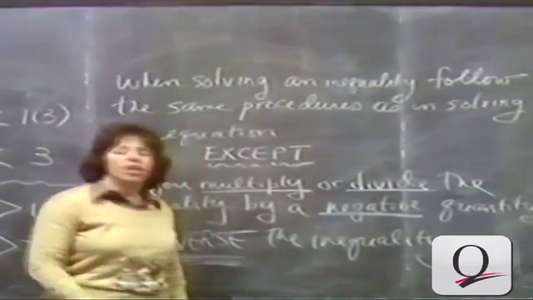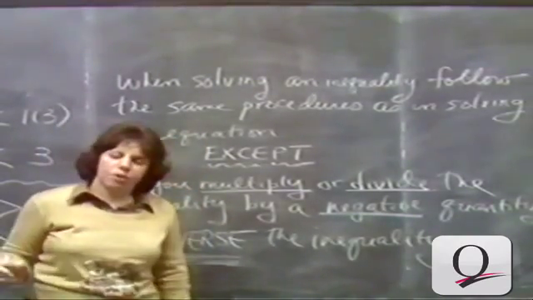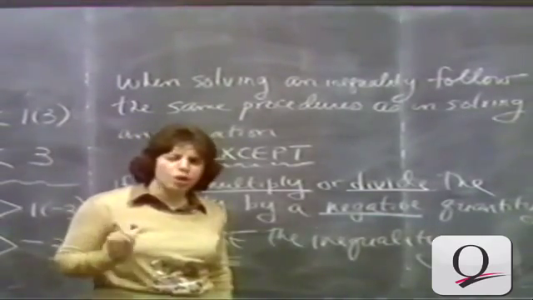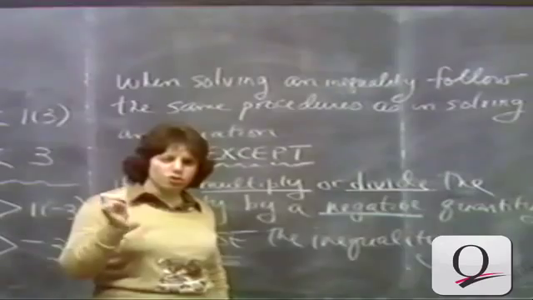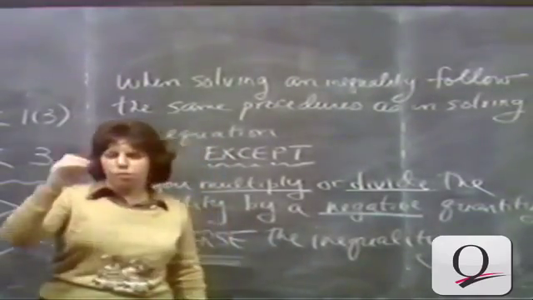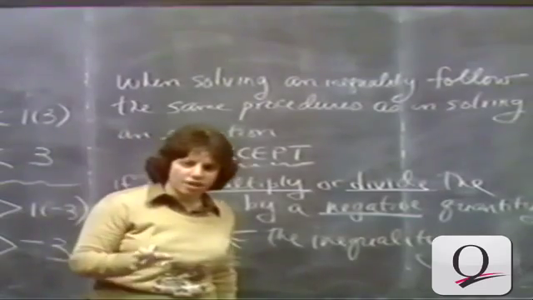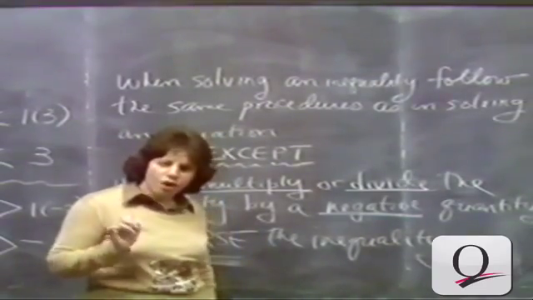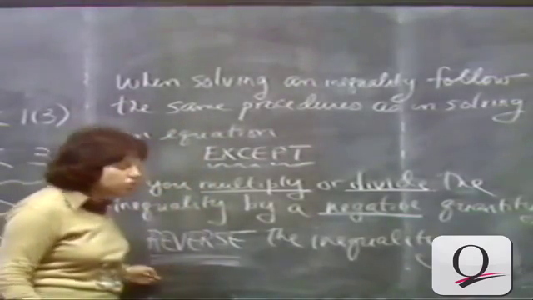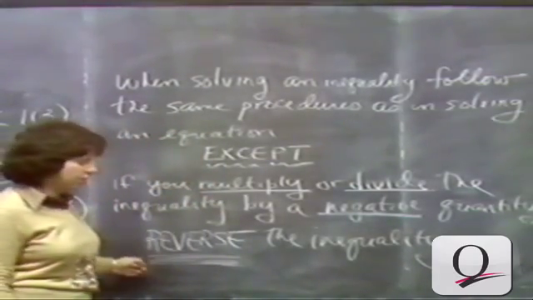With inequalities, if you want to add the same number to both sides, that's fine. If you want to subtract the same number from both sides, that's fine. But when it comes to multiplication or division, okay, if you multiply or divide both sides of an inequality by a positive number, fine. But if you multiply or divide both sides of an inequality by a negative number, you must reverse the direction of the inequality.